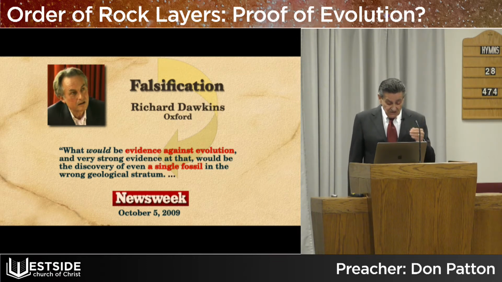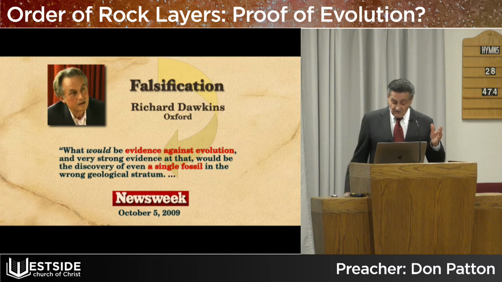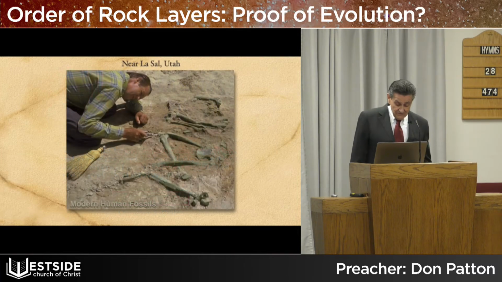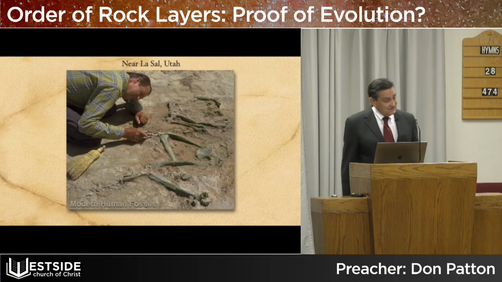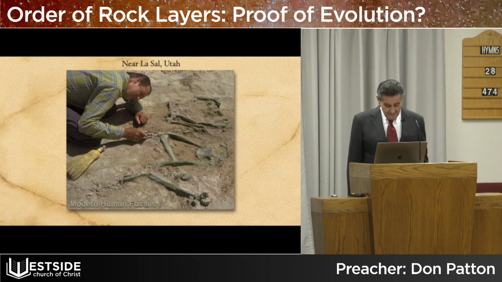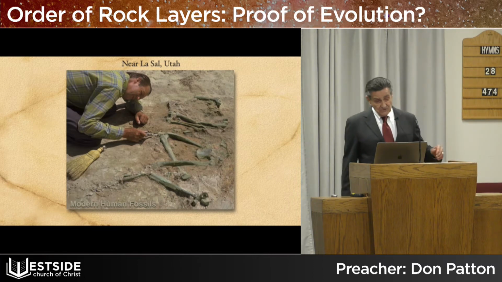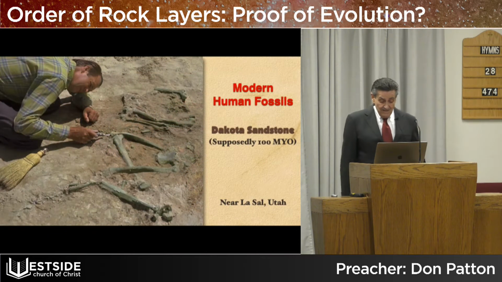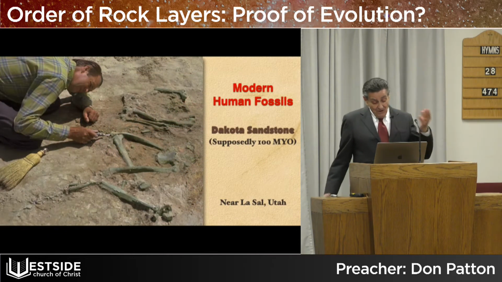The discovery of even a single fossil in the wrong geological stratum would destroy it. Well, just to give you a preview, here is more than a single one. It's 11 modern men that are found near LaSalle, Utah, in the same rock with the dinosaurs, supposed to be 100 million years ago, 110 million in this deposit. It's the same layer that you find at Dinosaur National Monument, one of the layers there, in the Dakota sandstone, and they're modern humans.